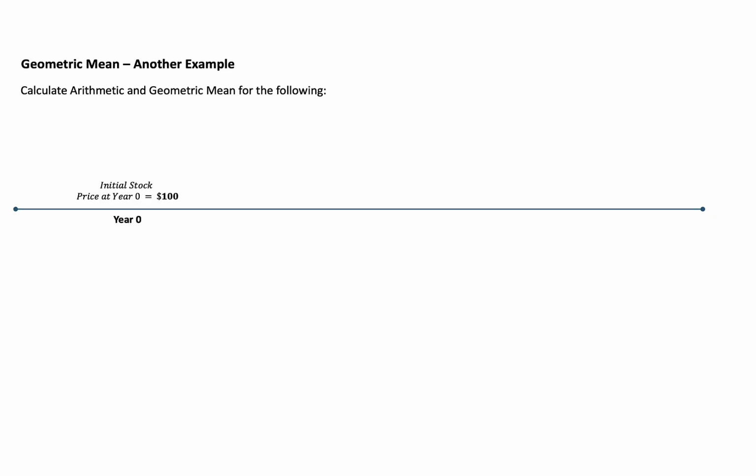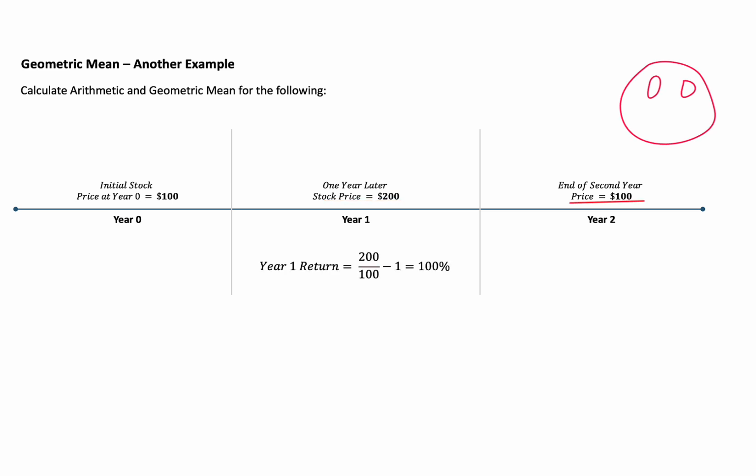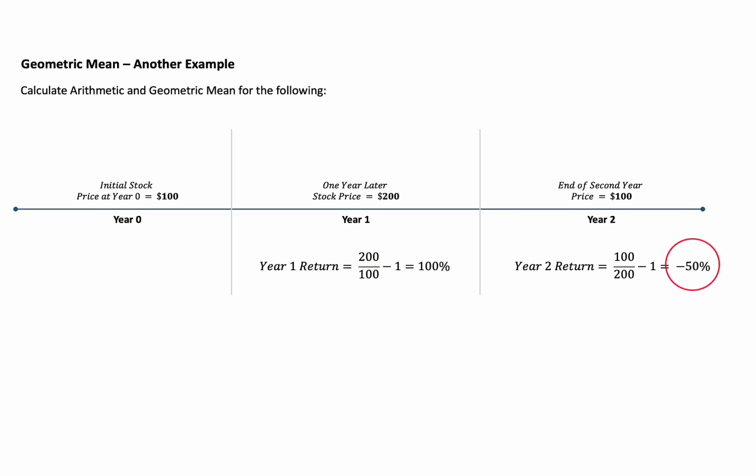Suppose I have a stock and my price at year 0 was $100. So that's the purchase price of my stock. One year later, the stock price rose to $200. And then finally, at the end of the second year, it comes back to $100. So my gain in year 1 was 100% because I've essentially doubled my money. And in year 2, I've essentially halved my money. So it was a minus 50%.